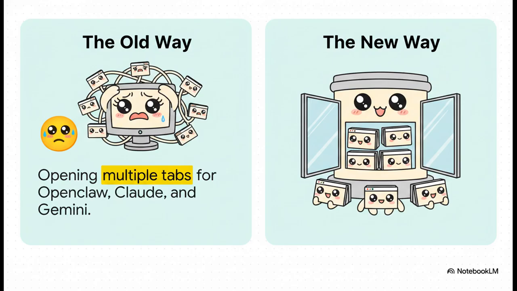But the new way? Well, AionUI changes the whole shebang. It's a free, local, open-source 24/7 co-work application. And what it does is it auto-detects the agents you already use and houses them all inside one single desktop app. It's bringing everything you need into one centralized place.